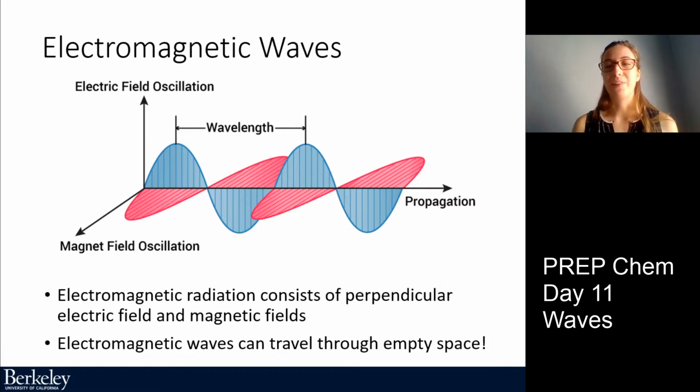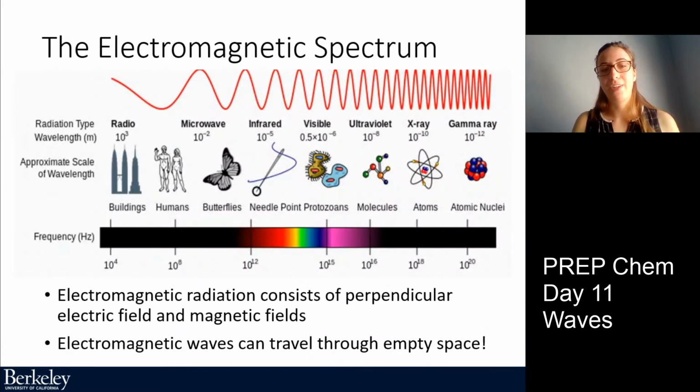That's the same as any other normal wave, right? And electromagnetic waves can travel through empty space, so they don't need a medium. They could travel through a vacuum if they wanted, which is kind of cool. So we can commonly plot the different types of electromagnetic waves on something called the electromagnetic spectrum.